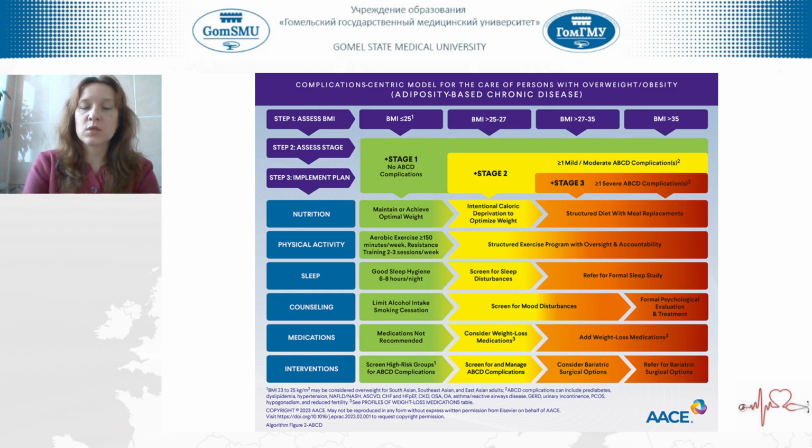So we see that first is stage 1, with ABC complications, and there you can see what the complications include: prediabetes, dyslipidemia, hypertension, fatty liver disease, cardiovascular disease, chronic kidney disease, osteoarthritis, asthma or GERD, urinary problems. You should improve nutrition, then physical activity, sleep, counseling, medications, and interventions. So all according to the weight: more weight, more intervention, and even surgical treatment, bariatric surgical options.